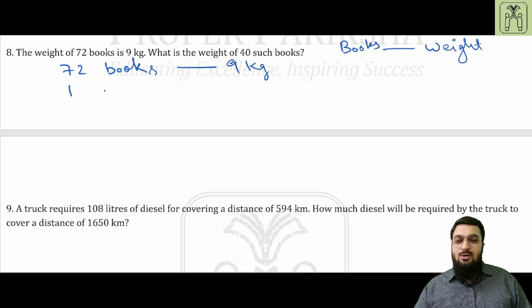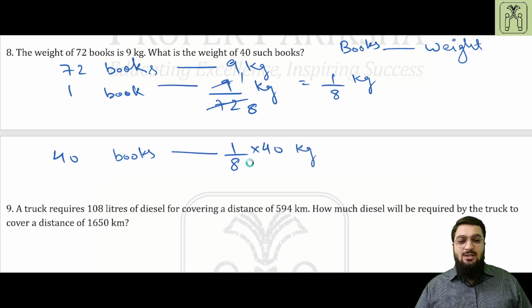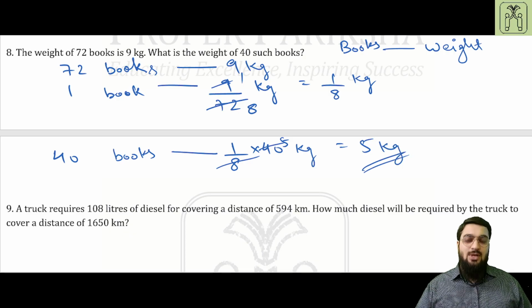So one book will be weighing 9 upon 72 kilograms. That is 8 nines are 72, that is 1 upon 8 kilograms. And 40 books will be weighing 1 upon 8 into 40 kilograms. That will give us the answer, 8 5s are 40. So this will be 5 into 1, that is 5 kilograms.